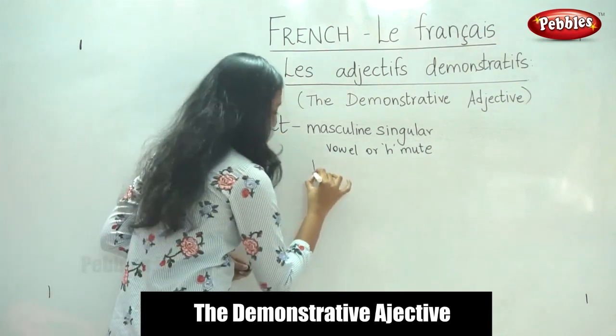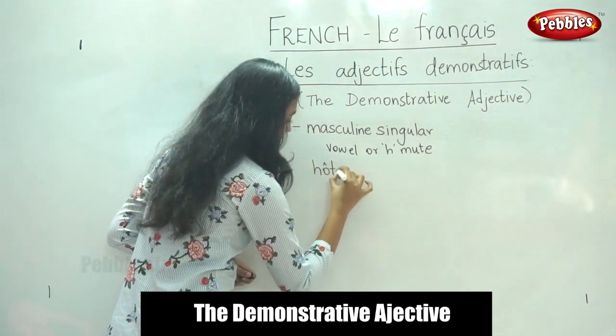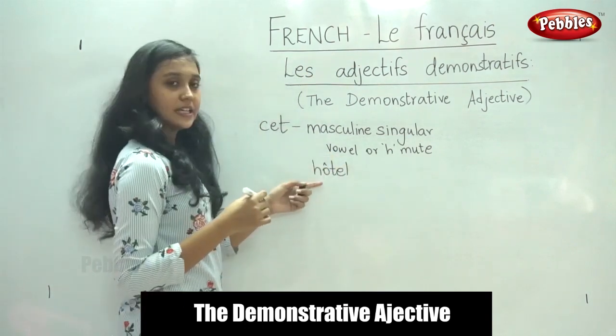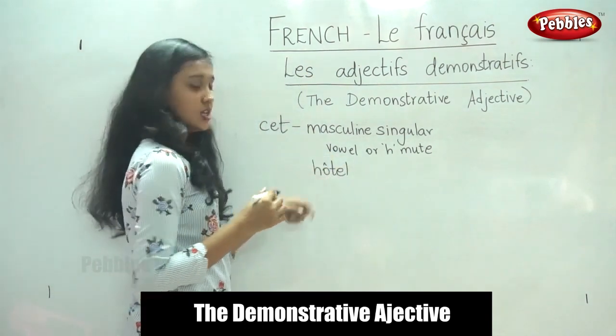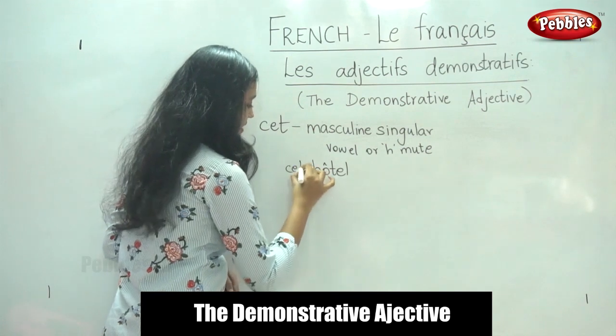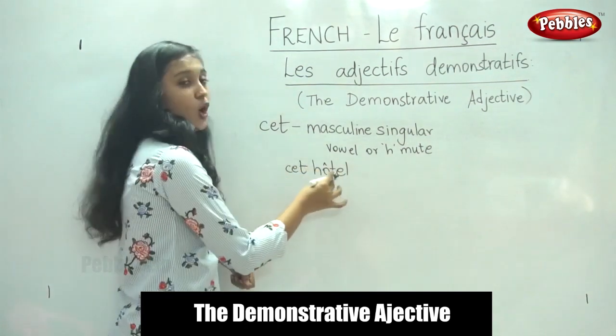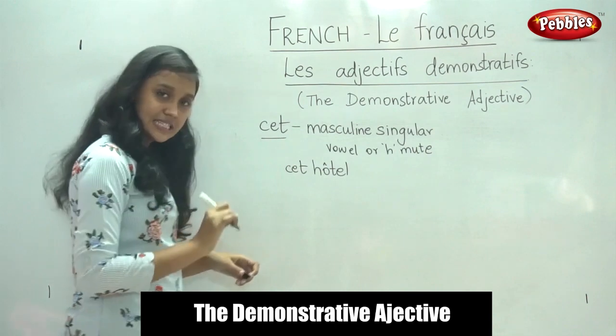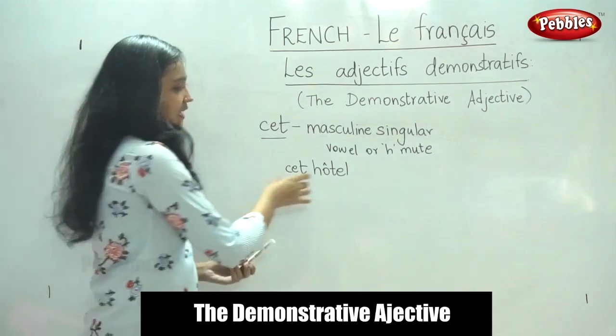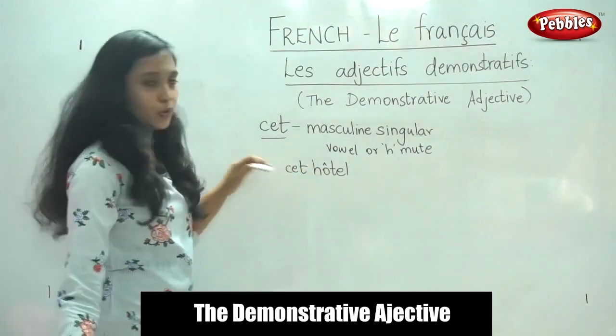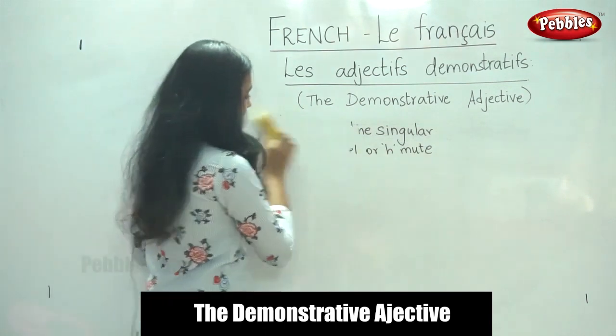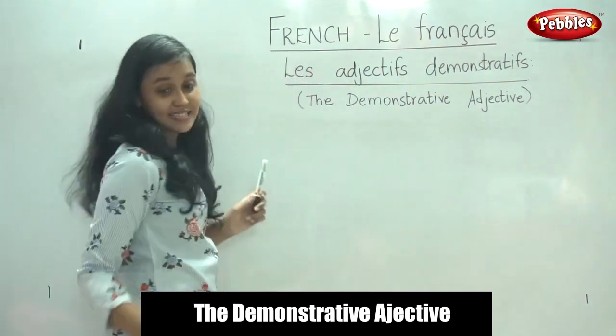For example, hôtel. So this begins with an H mute. So we would say cet hôtel. This hotel. This also means this or that. Cet hôtel. So I hope you understood this, and you must have guessed the next word.